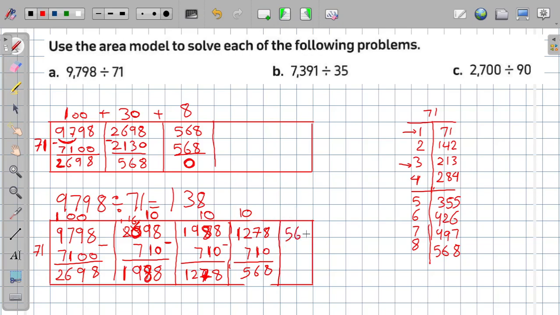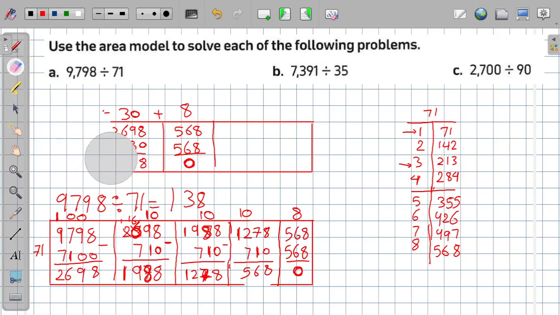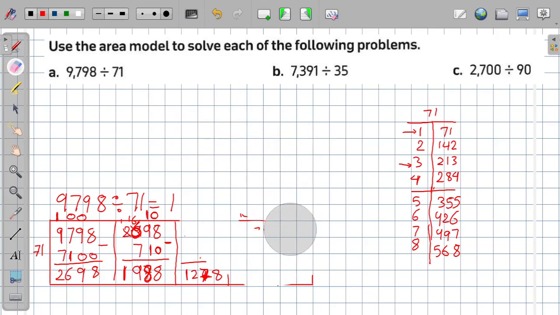So the result will be here. I have 568, and the result here will be just 8. So the remainder equals 0. Okay, so the result will be 138, and this is the result of our operation. Let's make another one to make sure that we understand this operation.